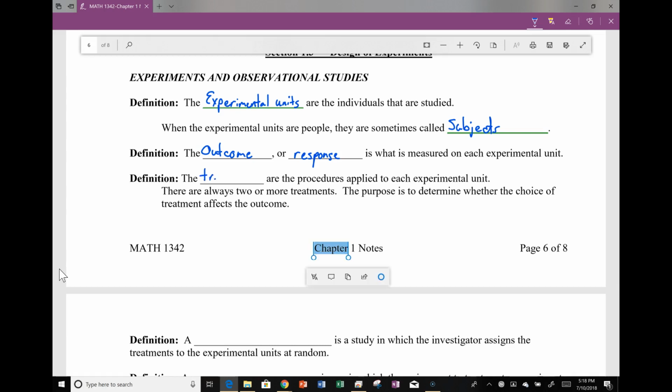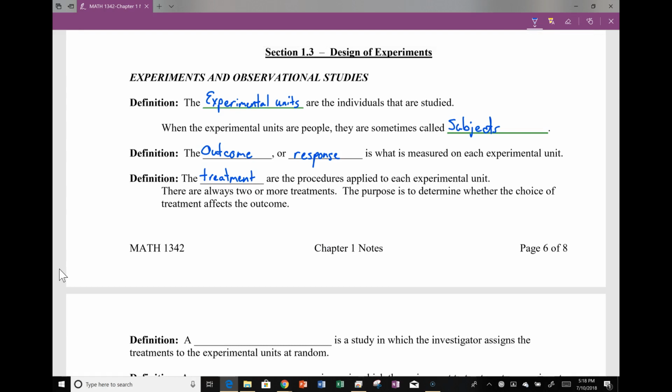The treatments are the procedures that are applied to the experimental unit. There are usually 2 or more treatments. Actually there have to be 2 or more treatments, because think about it, you have to have what we consider the control, and then you have to have what you actually changed about that control.